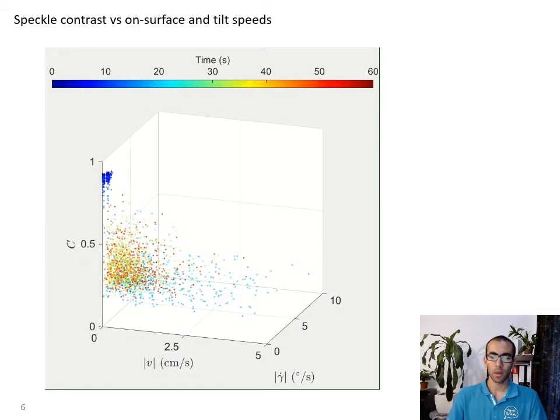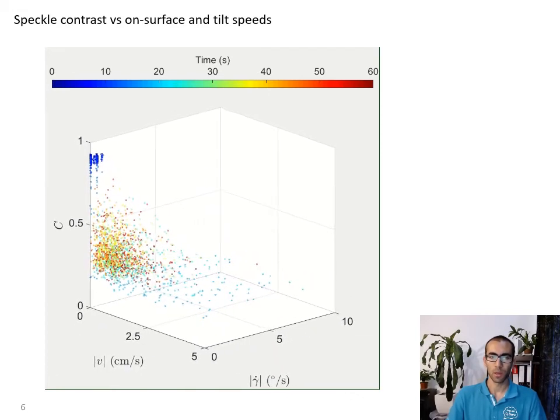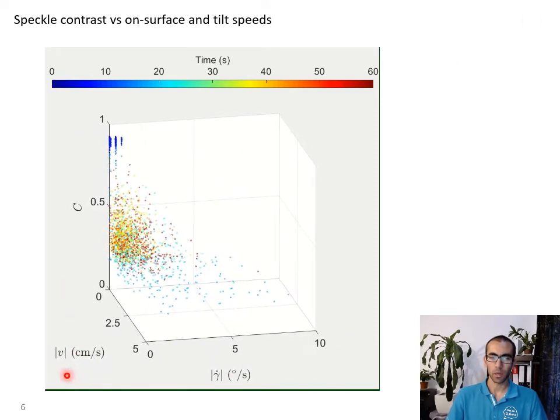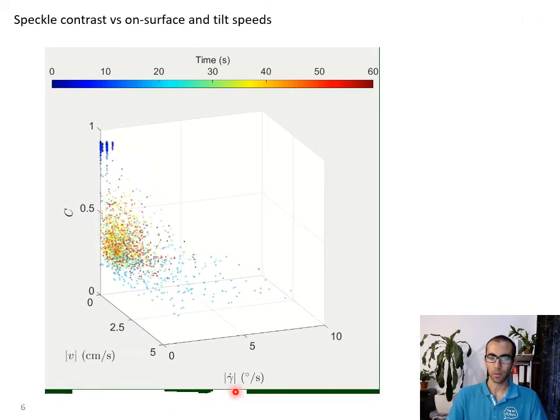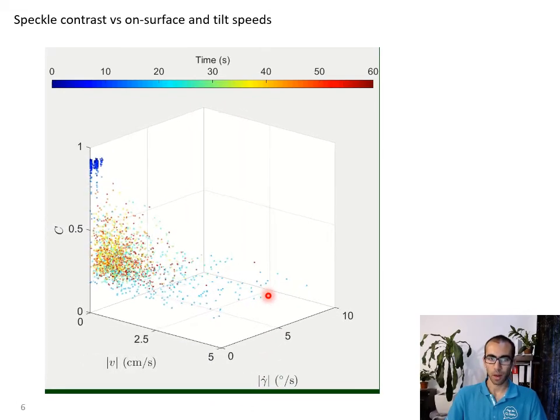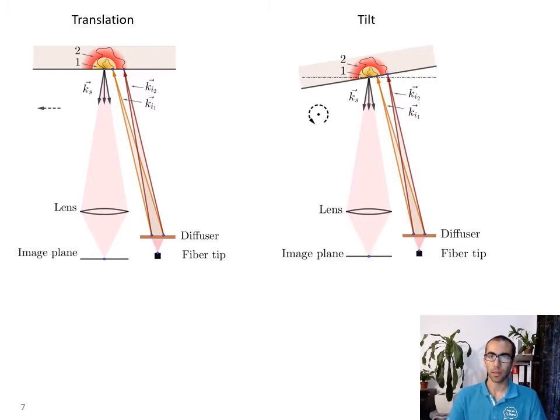We hypothesize that the drop in the speckle contrast during a handheld measurement on a static surface is because of the applied on-surface speeds and tilts of wavefronts, which is shown as a point cloud in this graph. In the second phase of our experiments, we used a motorized stage to mimic translational speeds and tilt of the wavefront by tilting the sample.